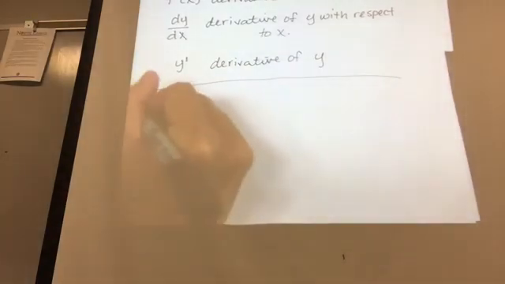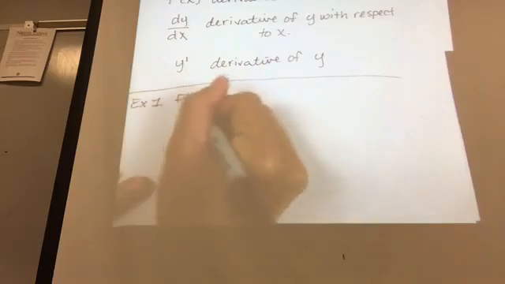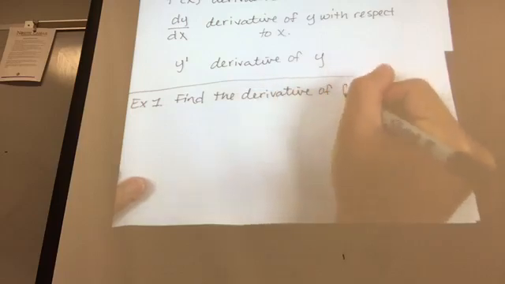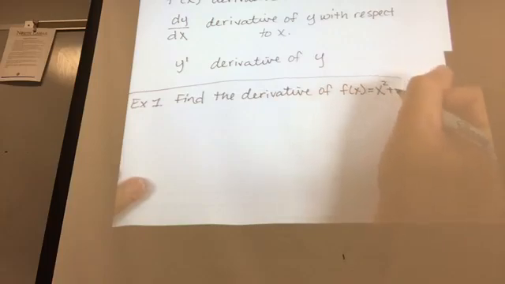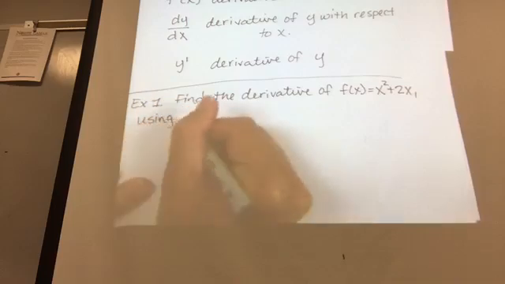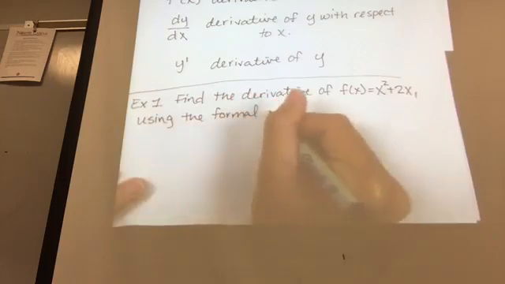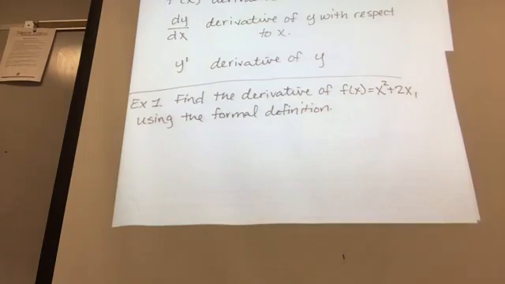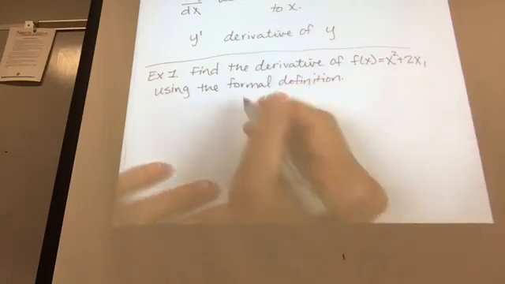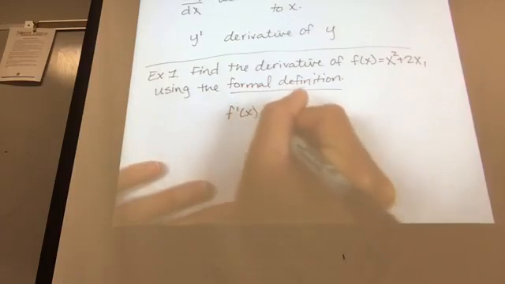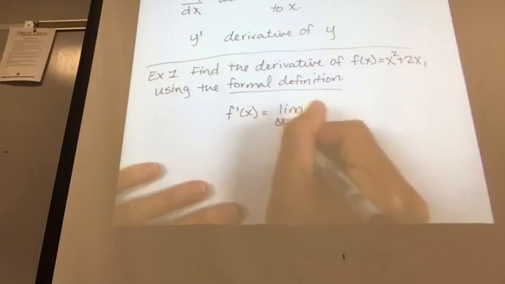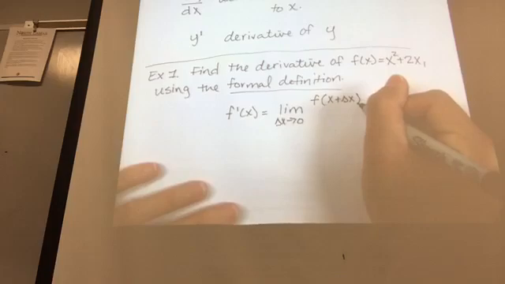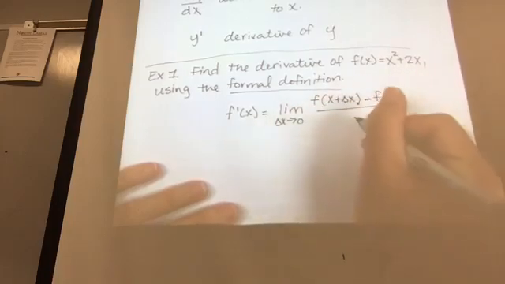Okay, so example 1. Find the derivative of f of x equals x squared plus 2x using the formal definition. So I'm finding the derivative of f of x using the formal definition. So my formal definition is f prime of x is equal to the limit as the change in x is approaching 0 of f of x plus the change in x minus f of x over the change in x.